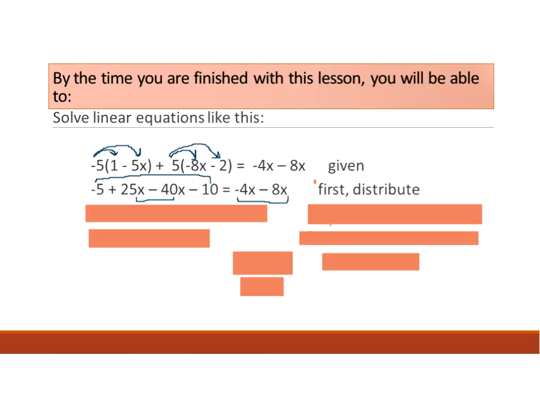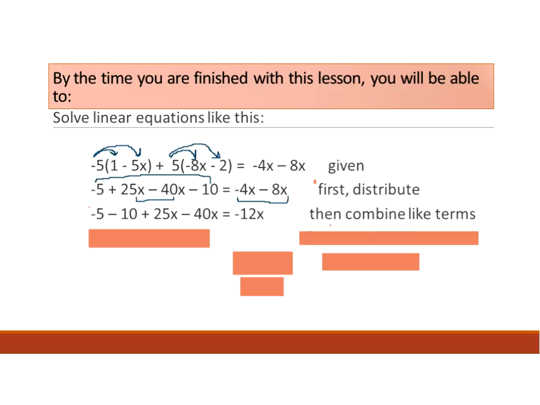Now I rewrote it. You don't have to do this step, but I rewrote it just so that you could see on the left side the constant terms, the negative 5 and the negative 10 together, the 25x and the minus 40x together. And sometimes that makes it easier to see which ones can be combined. But again, if you're good at spotting those and you can make sure that the signs go with the numbers or the terms, then you can skip that step.